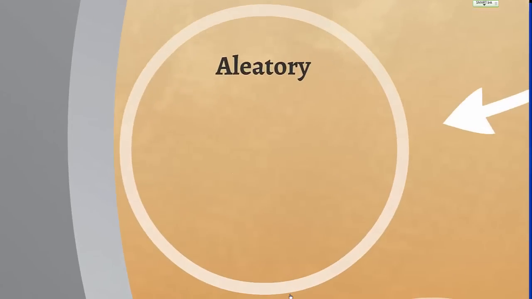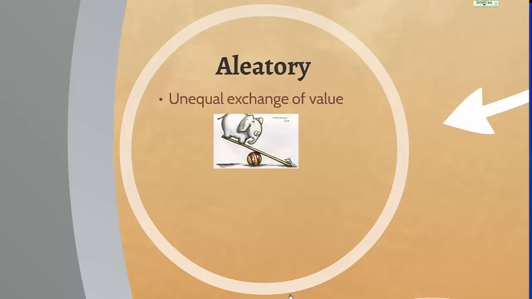An insurance contract is aleatory. This means that it is an unequal exchange of value. Remember that it's the premium for the promise to pay. Sometimes an insured pays a premium year after year and never has a loss. But on the other hand, someone might pay a premium and have a loss shortly after policy inception.